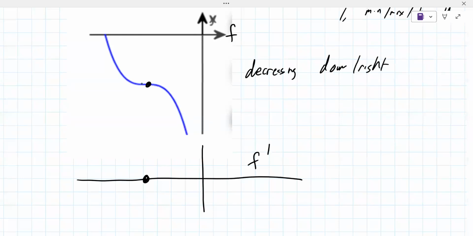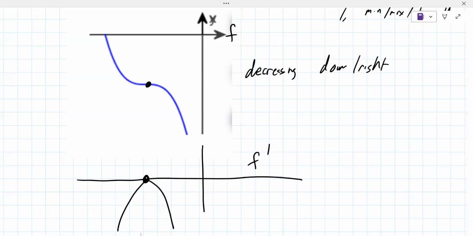And that means for its derivative, it's below 0, which is confusing or unclear. I mean, these are just rules. If the original function is decreasing, the derivative is below 0. Same thing over here on the right. Is this increasing or decreasing to the right here? Decreasing. So again, it's below 0.